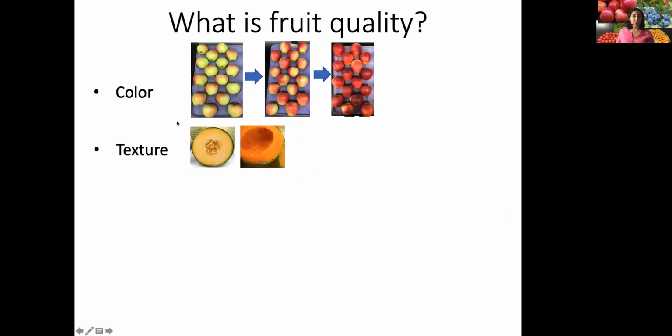Then we also have texture, right? We have here, as you can see in a melon, a very firm melon versus a very melting flesh type melon. We see the same thing with peaches. In the case of apples, we do not want a melting flesh, but we want a crunchier apple, right? So texture is going to vary within the fruit, according to the ripening stage in which it is, but also it's going to vary according to different fruits, and we expect different things in terms of texture.